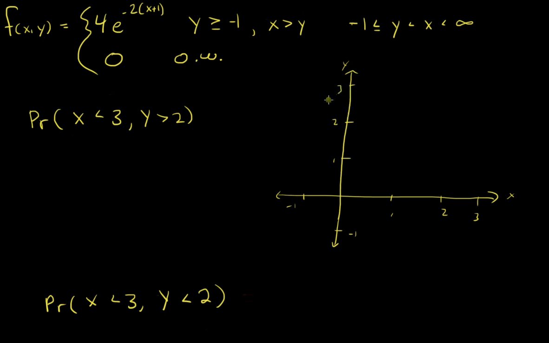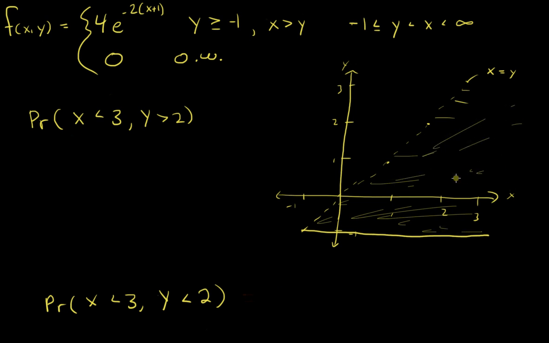Starting with y is greater than -1. So here's y equaling -1. Greater than -1 would be up in this direction. x is greater than y, so let's draw where x equals y, a dotted line for that one. Here's x equals y, and if x must be greater than y, then it'd be upwards in this direction. So basically this function takes non-zero values in this triangular area here, and it continues onwards to infinity.